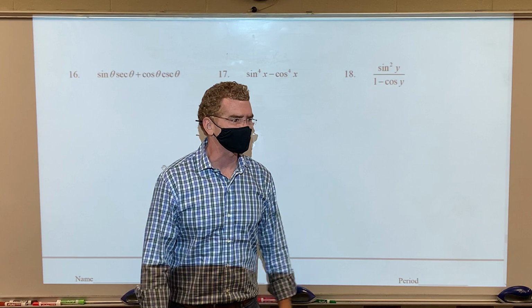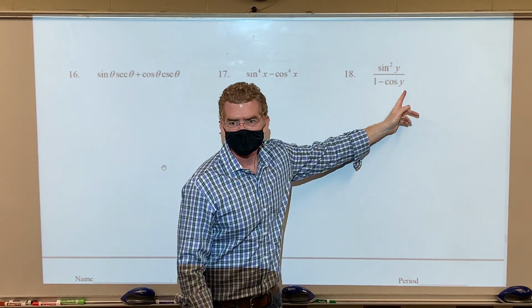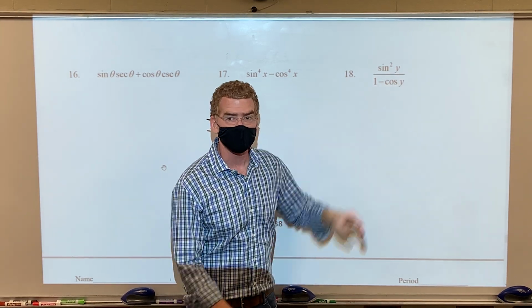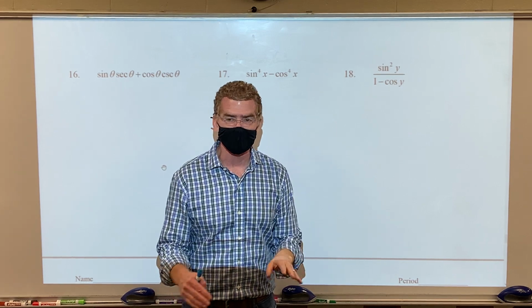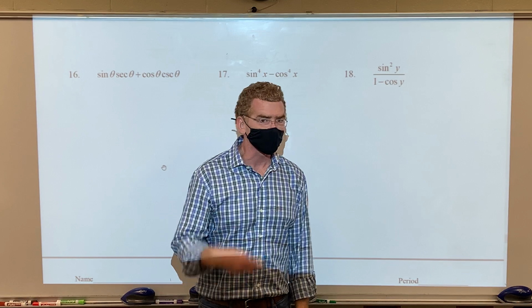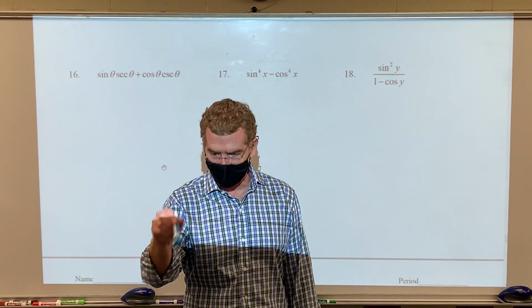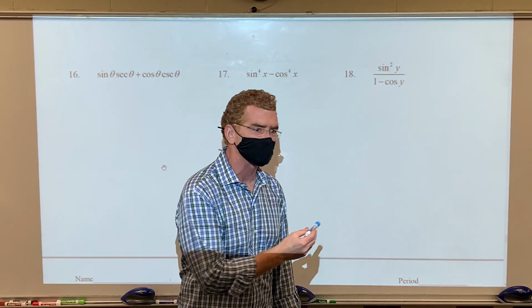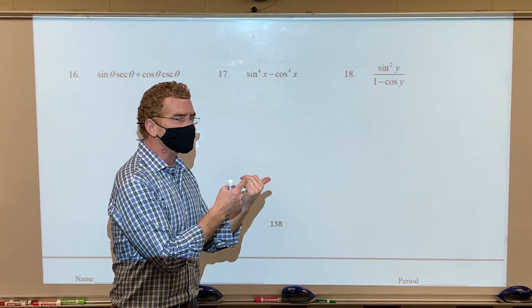So I really don't know what I can do. It's not an identity. It's not squared, so it's not a Pythagorean identity. I can't replace 1 minus cosine squared with the sine squared because it's not squared. So when you run out of options, that's why I put this one later on, because it doesn't happen as much. But you could create a monomial denominator here.